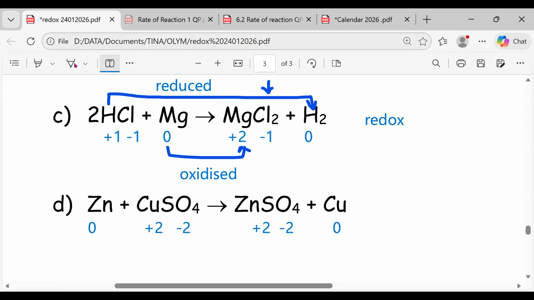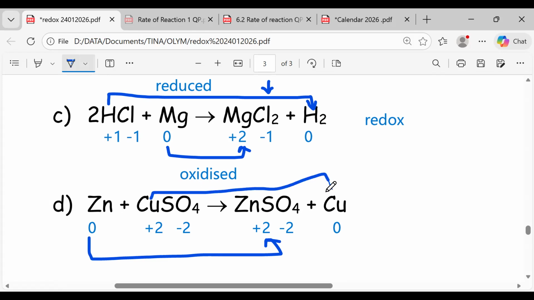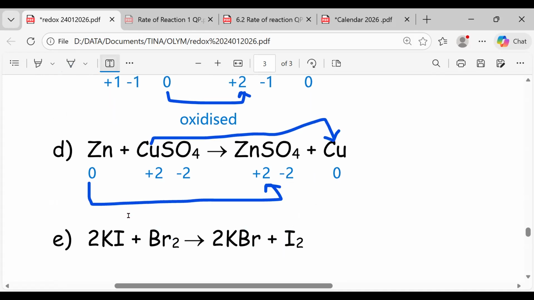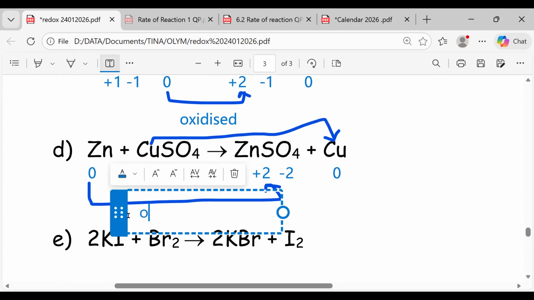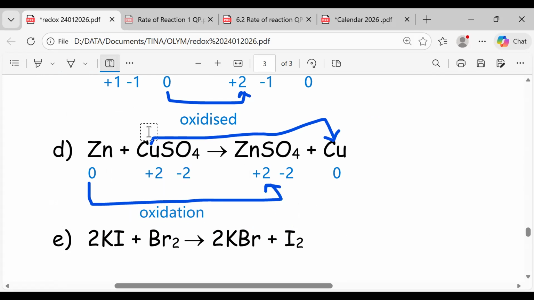And then here copper is the element, so 0. You've got to look at the zeros. So zinc is 0 to positive 2, oxidation. Copper is from positive 2 to 0. Can you see or not? Only looking at the element, so zinc is oxidation and copper 2 ion is reduction.